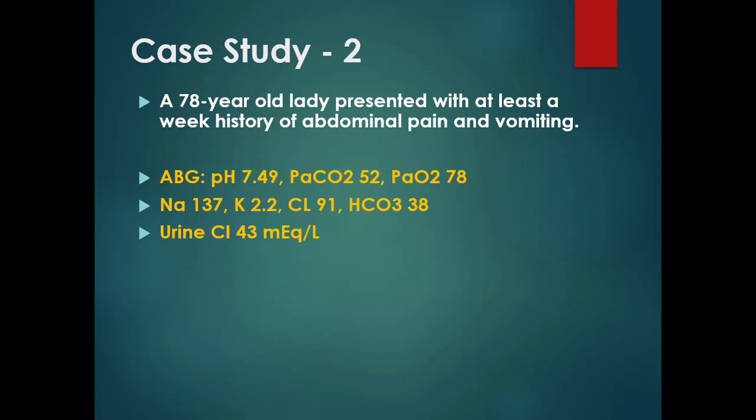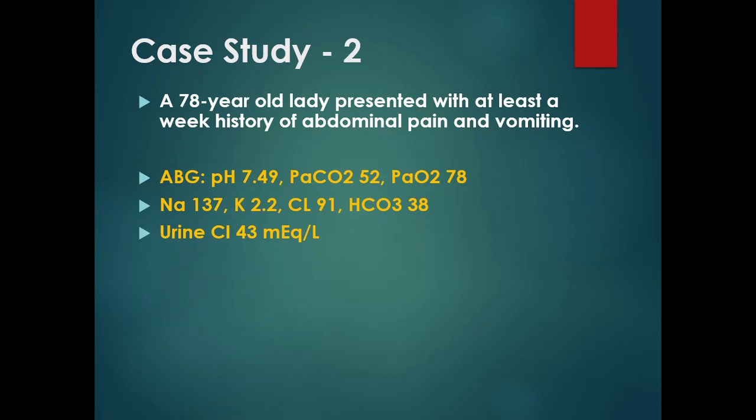Case number 2, this is a 78-year-old lady who presented with at least a week's history of abdominal pain and vomiting. Her ABG is 7.49, PaCO2 of 52, and a PO2 of 78. So with abdominal pain and vomiting, we talked about how vomiting causes metabolic alkalosis, usually of the chloride responsive type because of the volume contraction. And this patient has vomiting and abdominal pain that could be acute cholecystitis or any other GI problem like pancreatitis.